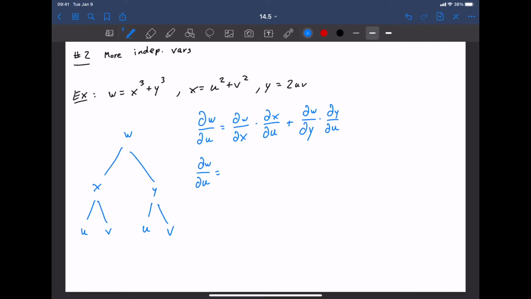It's, I would say, not that bad. 3, 2, 1. w with respect to x is 3x squared. x with respect to u is 2u. w with respect to y is 3y squared. dy du is 2v. Remember, you're treating v as a constant. This is not the product rule. This is just 2 times u times 1 with respect to u.